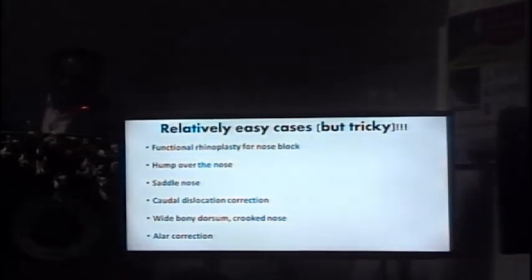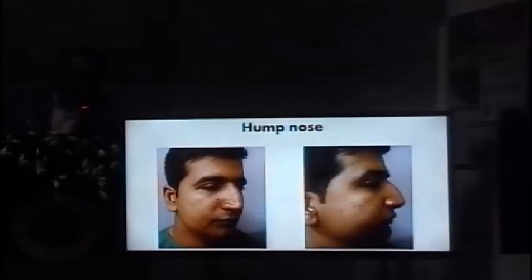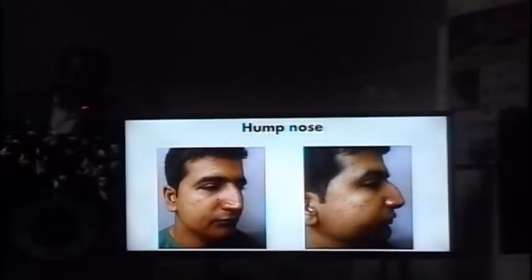Okay, next coming to the relatively easy cases. I will show a few easy cases where you can give good results, like hump over the nose or saddle nose or caudal dislocation or wide dorsum or other correction patients. These are all relatively easy but tricky. So this is the case of hump over the nose. You can just shave off the excessive bone and cartilage and you can give a straight dorsum.